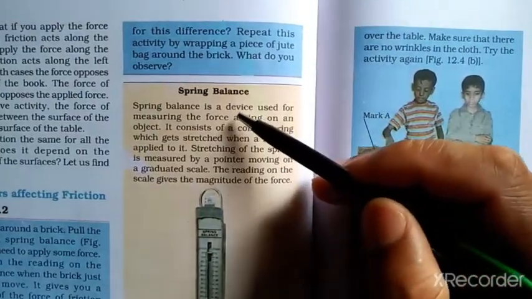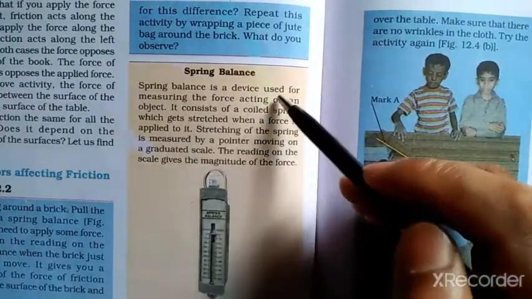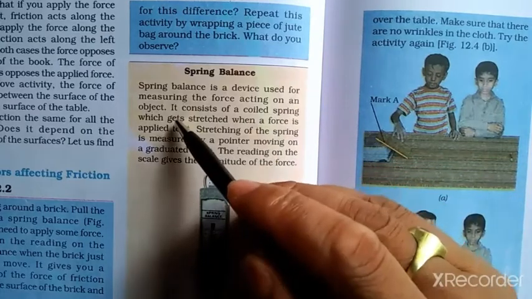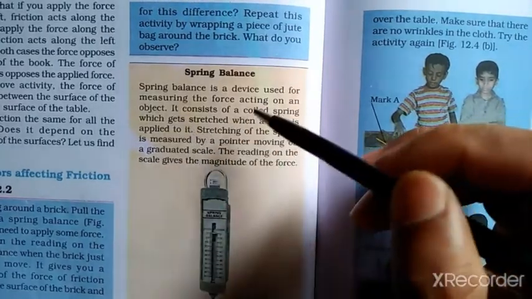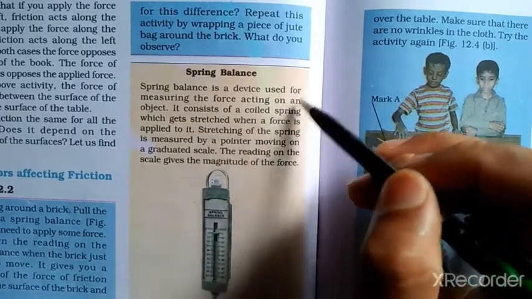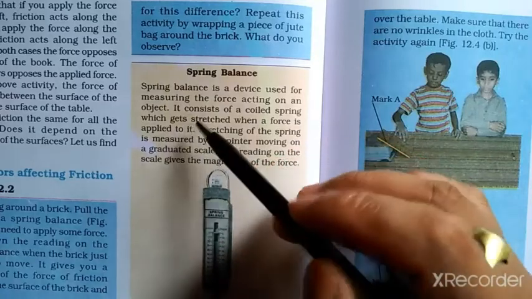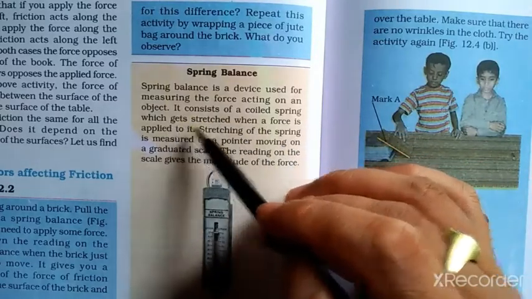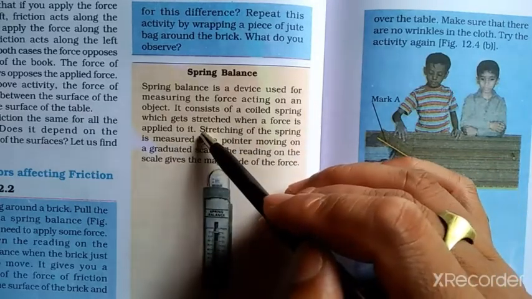Spring balance, let's see. A spring balance is a device used for measuring the force acting on an object. What is a spring balance? It is a device used for measuring the force acting on an object. It consists of a coil spring which gets stretched when a force is applied to it.